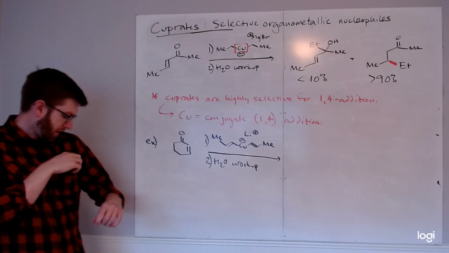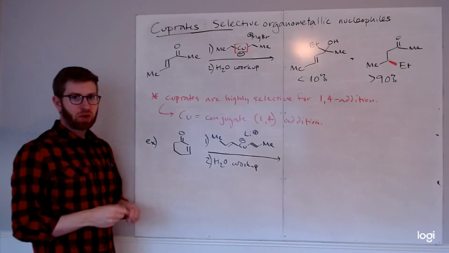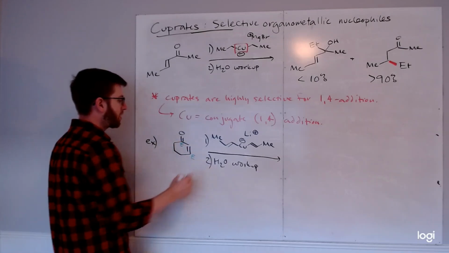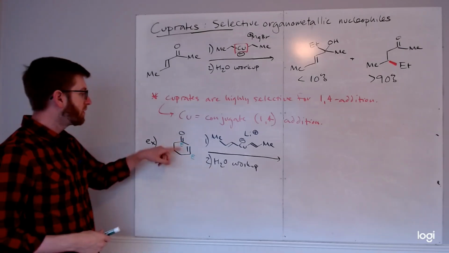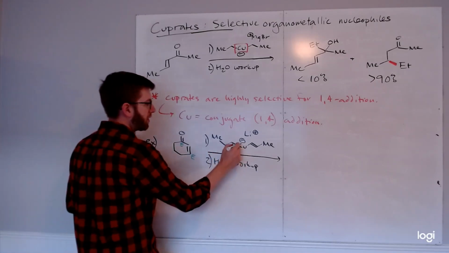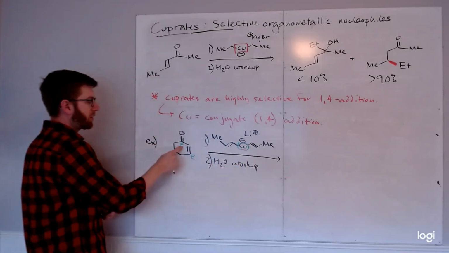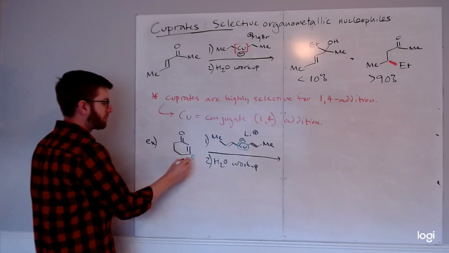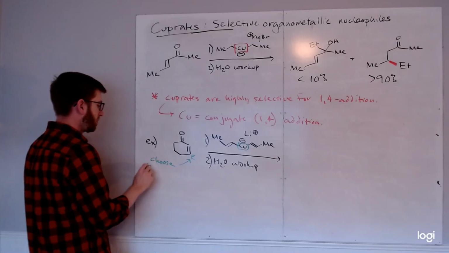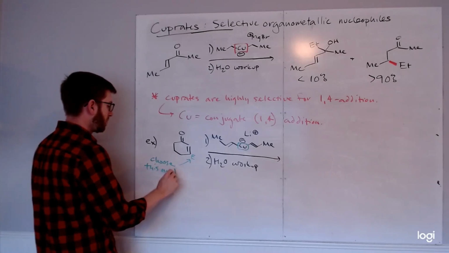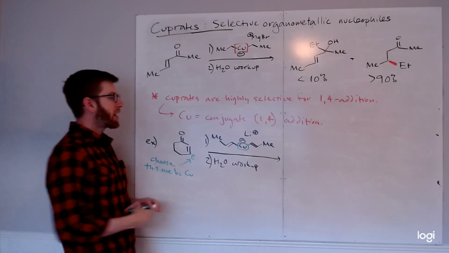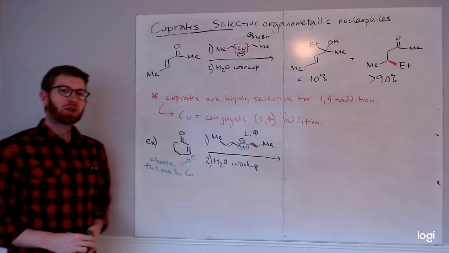So I need to decide a couple of things, like usual. I need to decide electrophilic sites. I've got two possible ones, either the carbonyl carbon or the beta carbon because of this conjugation. But I see copper, right? And so I'm going to remove my 1,2 possibility. And now I need to decide which atom within my cuprate is actually nucleophilic.